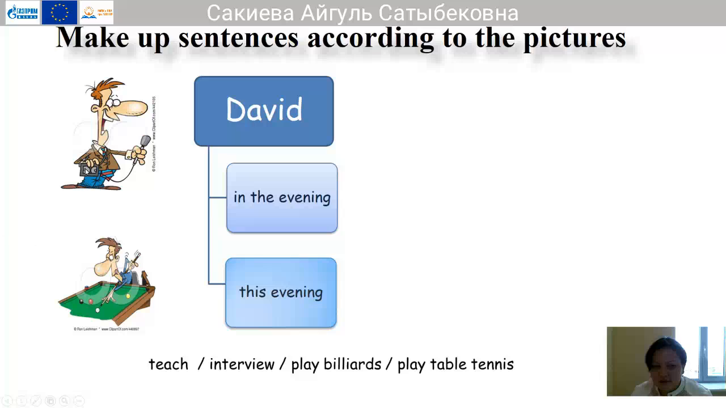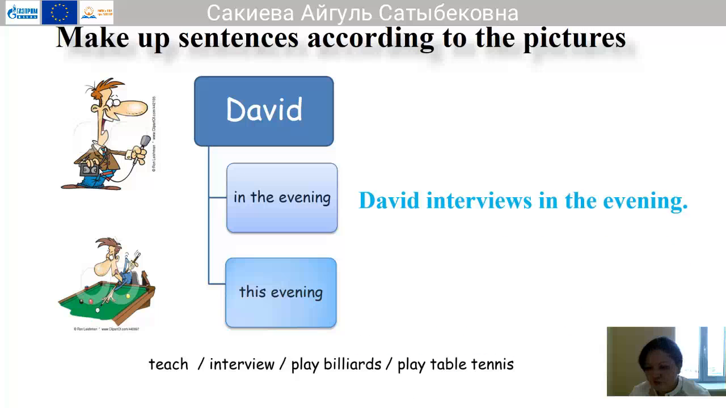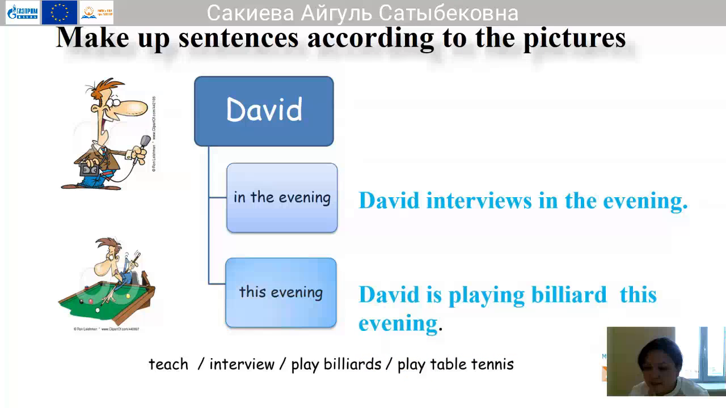In the evening. And this evening. What does he do in the evening? Look at him. He is holding a microphone and he's trying to what? Record maybe someone's speech. David interviews in the evening, and well, what is he doing this evening? What is he doing? He's playing billiards this evening, right?